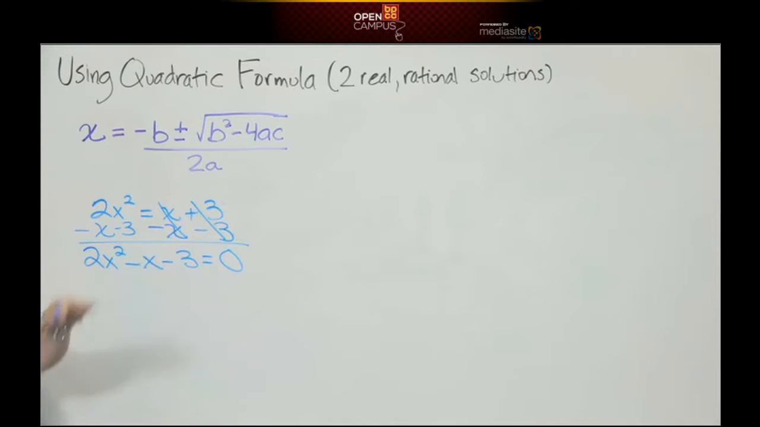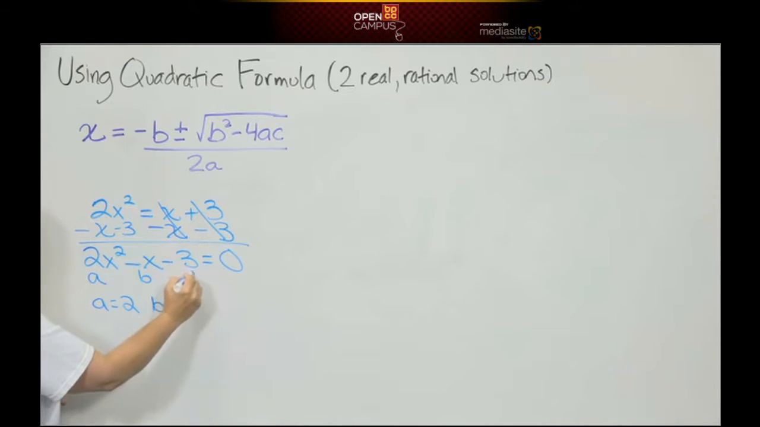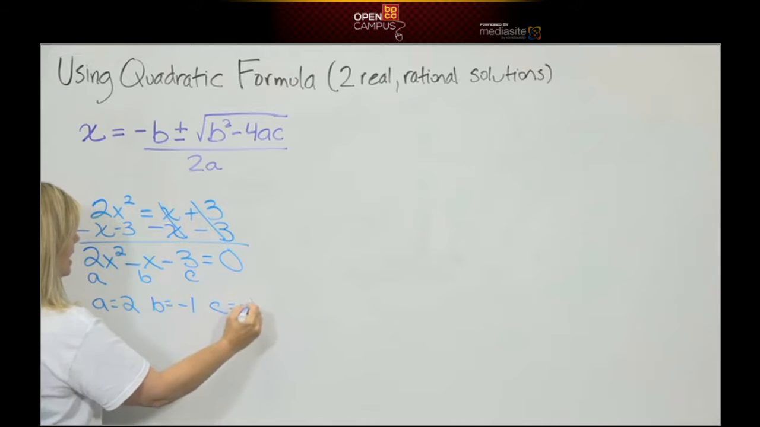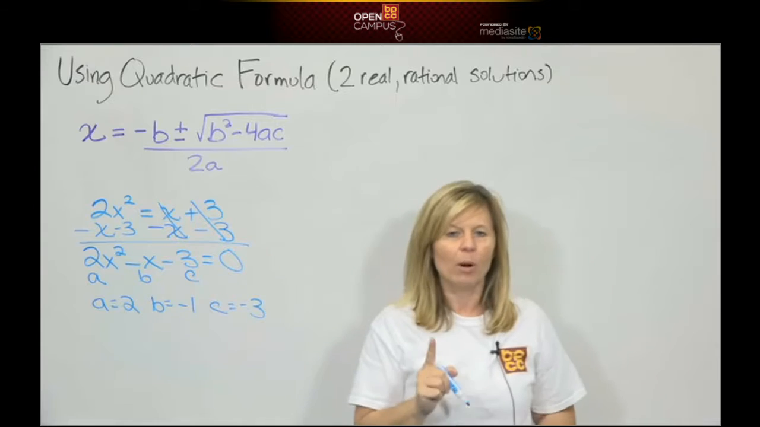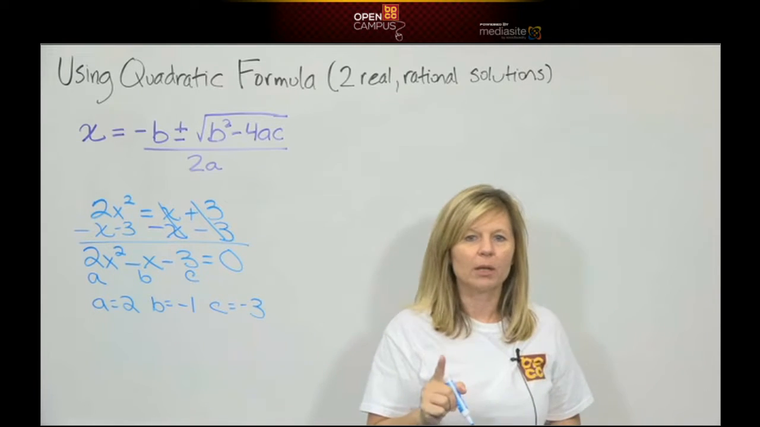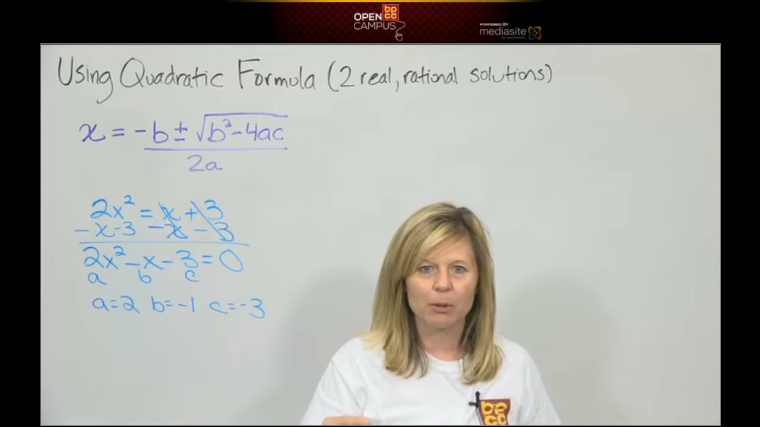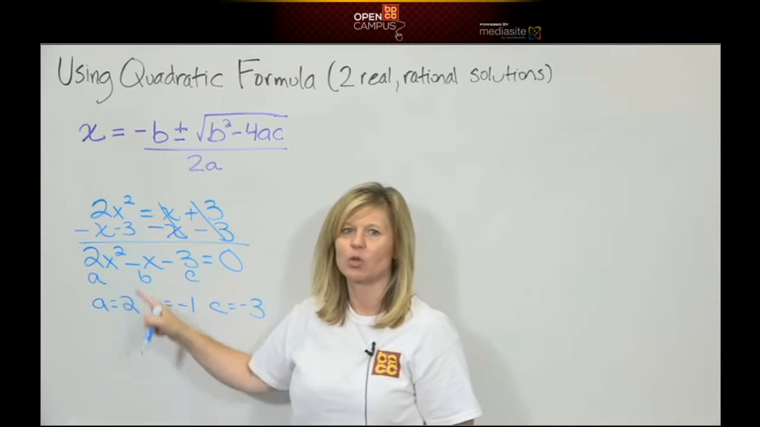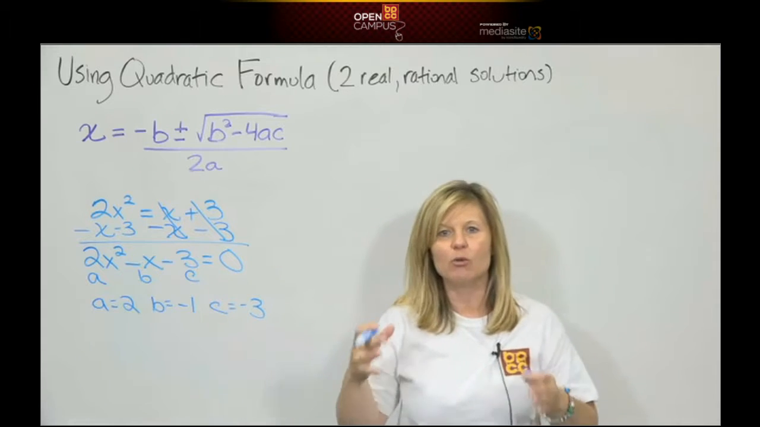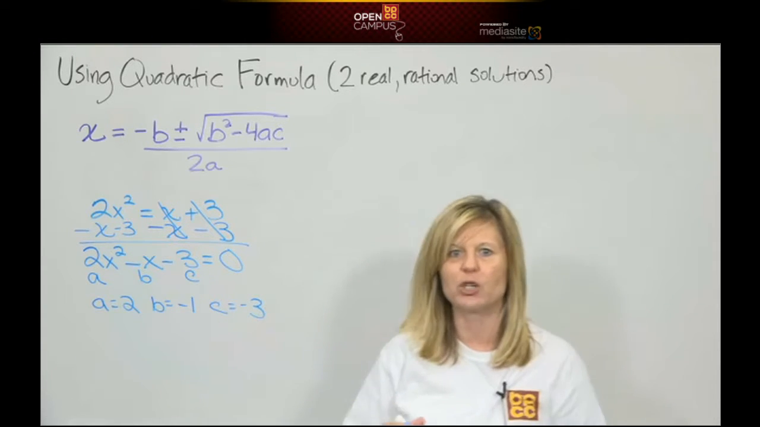Now I see my three values. a is always in front of x squared, so a is 2. b is always the coefficient in front of x, so b is negative 1. c is the constant, so c is negative 3. When we're working with the formula, remember we're replacing variables, letters, with numbers. So don't tell me a, b, and c are 2x squared or negative x. You can't use the variable. It's the number, the coefficient part.